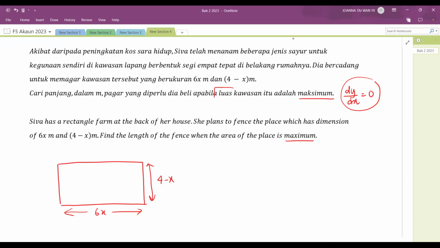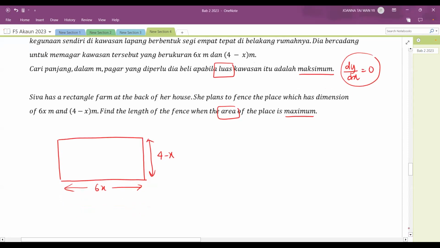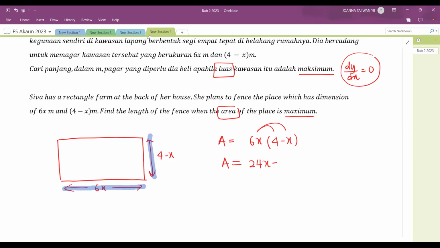Mesti ya, maksimum, minimum, titik pusing, semua dy dx kosong. So, kalau dicap luas, macam mana kita cari luas? Area is maximum, how to find area? So, multiply, right? Panjang darab, lebar. Okay, 6x. Oh, no need this one. 6x times 4 minus x. Okay, expand inside, kembang dia. So, luas sama dengan 24x tolak 6x kuasa 2. 24x minus 6x square.